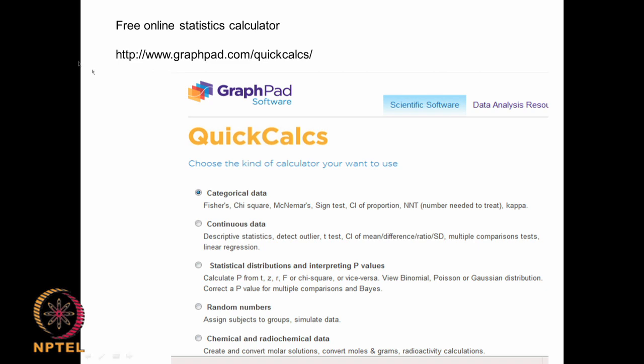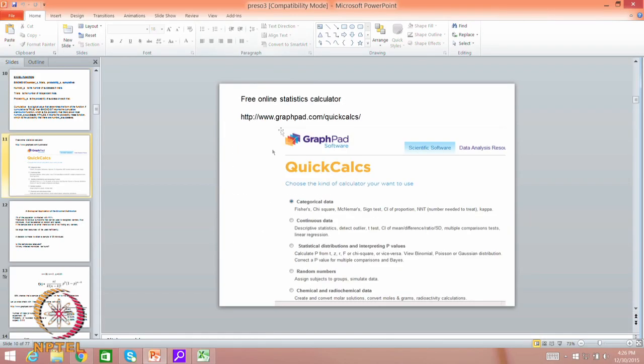Okay, and we can do some of the problems using this. So this online software, as you can see, can do a lot of calculations. It can look at binomial distribution, Poisson distribution, normal distribution. It can look at different types of statistical tests, t-test, f-test, and so on. Okay, so we are also going to use this. So this is the link to that, www.graphpad.com quick calc. So let me show you that here.